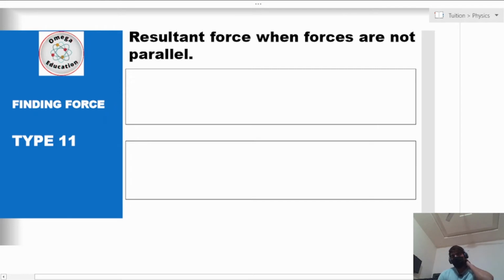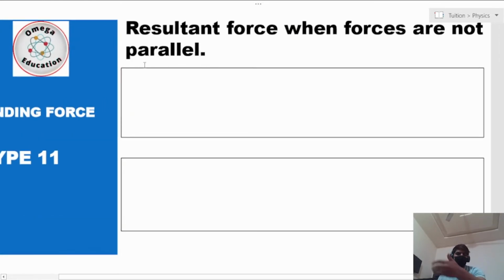Alright everyone, so the next type is resultant force when the forces are not parallel. Now from the latest syllabus, according to all levels, if the forces are not parallel, then they would be perpendicular. But in other cases, if the forces are not parallel, they may not be perpendicular as well. They may be in different directions like this one as well.